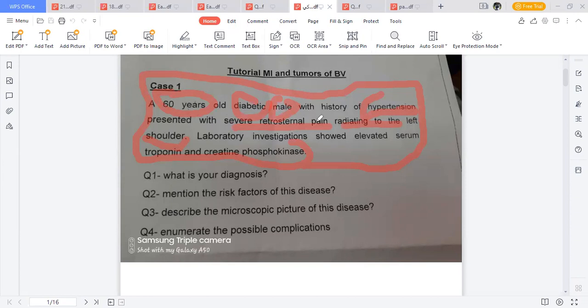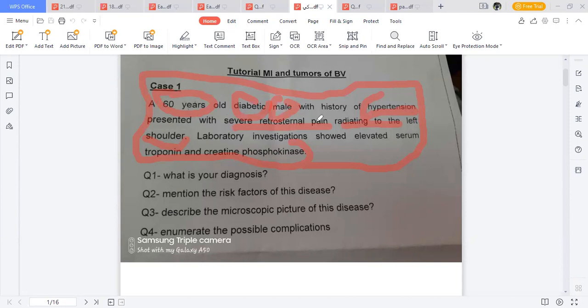They have even described the pain. It's behind the sternum, which was radiating to the left shoulder. Laboratory investigation showed elevated what and what. What is your diagnosis? That's the first question. So I will tell you that the diagnosis is myocardial infarction. That is the diagnosis. How did I know that?